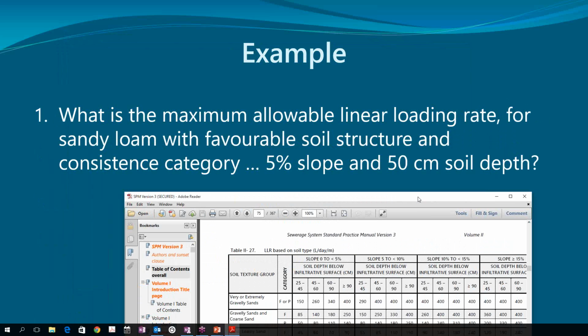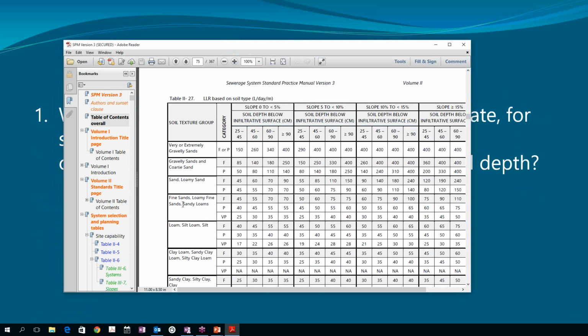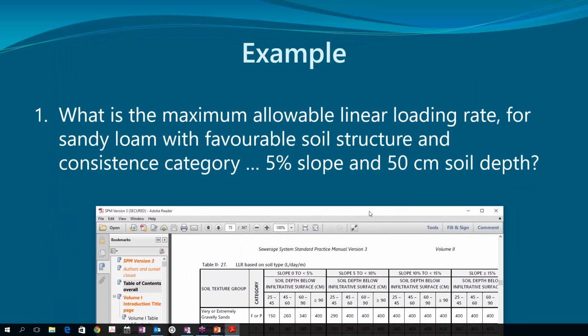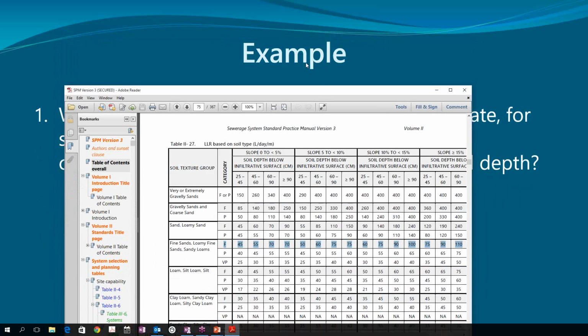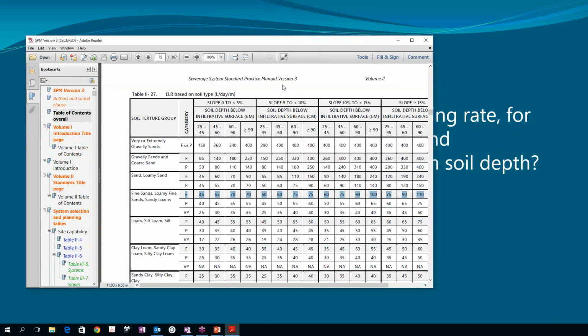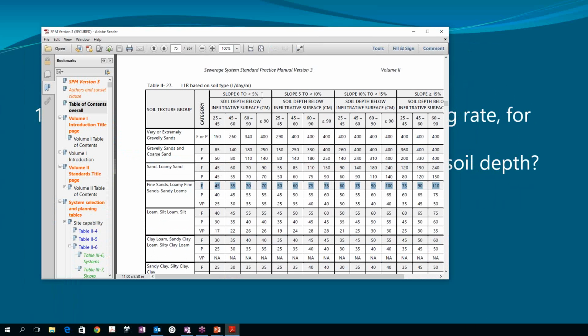And the information in the question, it was sandy loam favorable. So sandy loam favorable, so we're somewhere in there. And the information in the question, 5% slope, and I hope we understand that's perpendicular to the longitudinal axis of the dispersal system. Right? It's perpendicular to the length of the thing. It's the slope at right angles to our system. And 50 centimeters soil depth, and that's soil depth below the infiltrative surface. It was 5%, so it does not belong over there. That's less than 5%. It's in here somewhere.